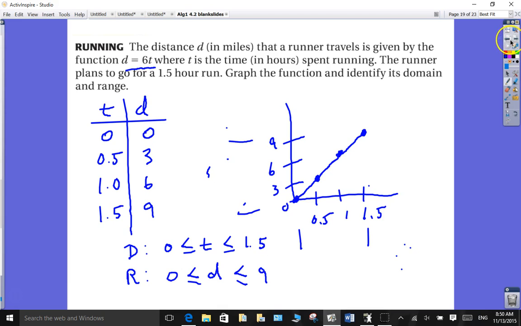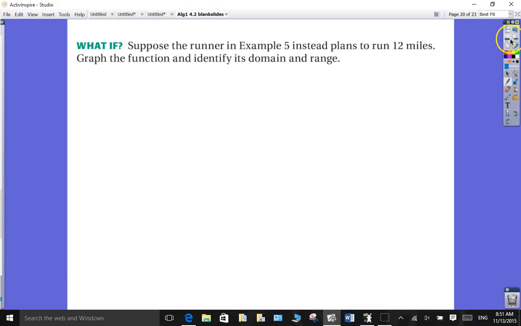So how fast is this guy running? Come on, you can figure it out. 6 miles per hour. How many minutes per mile if he's run 6? 10. Yep. That's blazing, right?